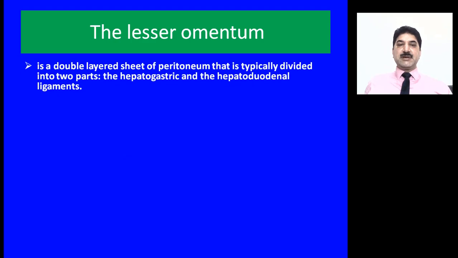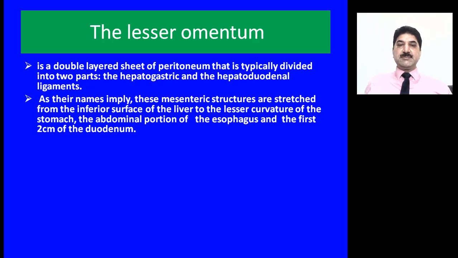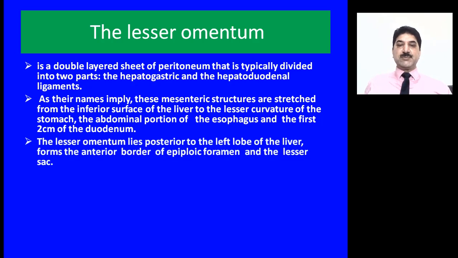Lesser omentum is a double-layered sheet of peritoneum that is typically divided into two parts, the hepatogastric and hepatoduodenal ligaments. As their names imply, these mesenteric structures extend from the inferior surface of the liver to the lesser curvature of the stomach, the abdominal portion of the esophagus, and the first 2 centimeters of the duodenum. The lesser omentum lies posterior to the left lobe of the liver. It forms the anterior border of the epiploic foramen and the lesser sac.